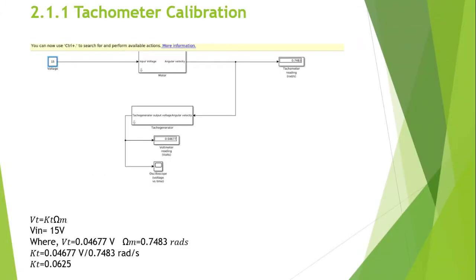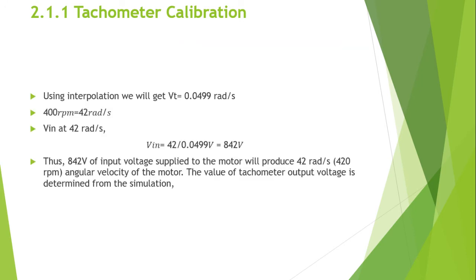Hi, I will explain about tachometer calibration. Firstly, we enter the word input for 15 words. So, the block diagram will show the Vt and omega m. With the equation, we can get the value of Kt. The value of Kt is 0.0625. Using interpolation, we get the value of Vt for one word.